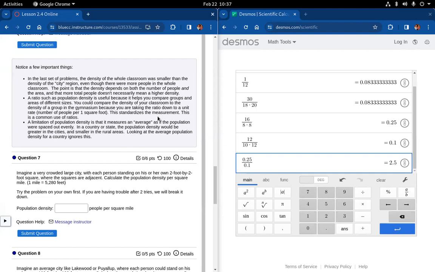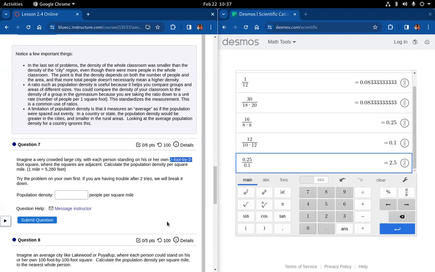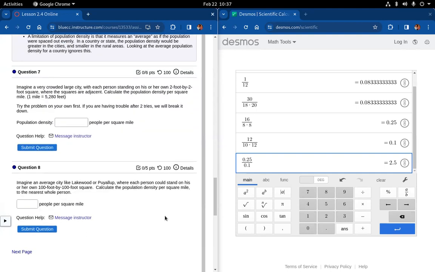So we're going to take some of these calculations we've made, like the person living in a 2-foot by 2-foot square, and see what that would look like in terms of people per square mile. And then we'll also look at that for a city or a county like Lakewood or Puyallup in Washington State, where people have a little bit more room, like 100 feet by 100 feet in elbow room per person.